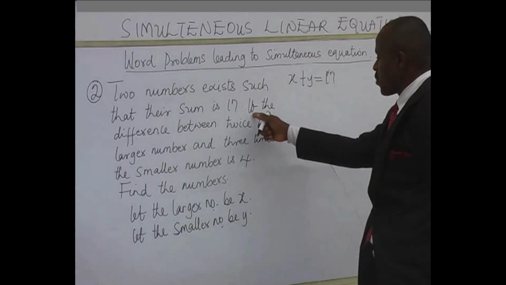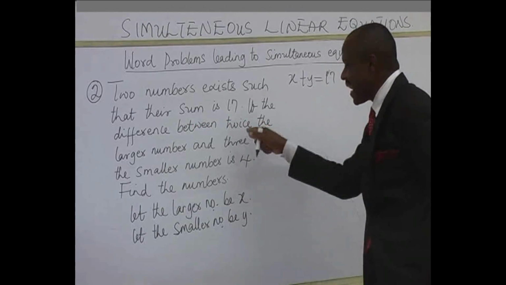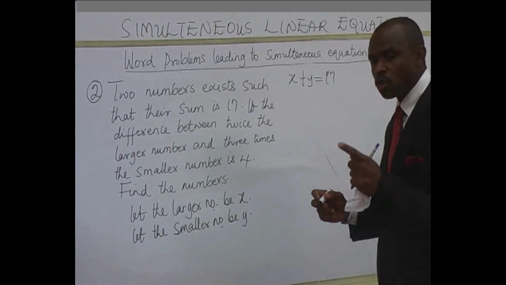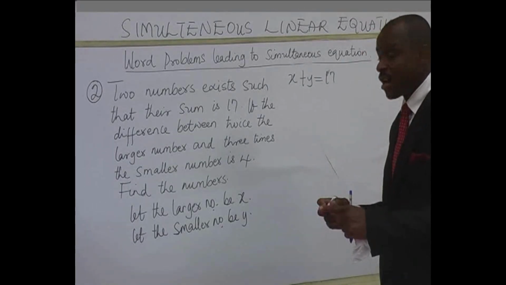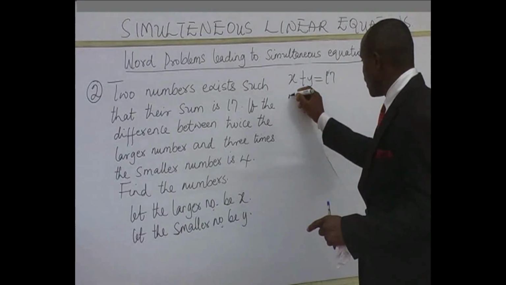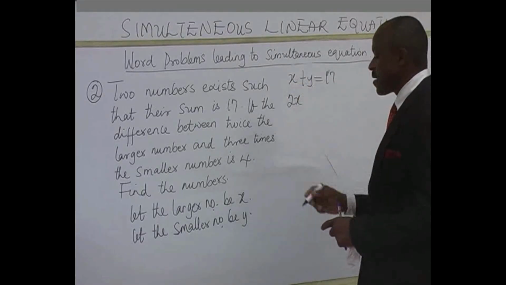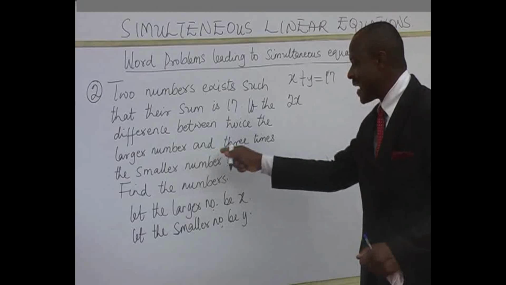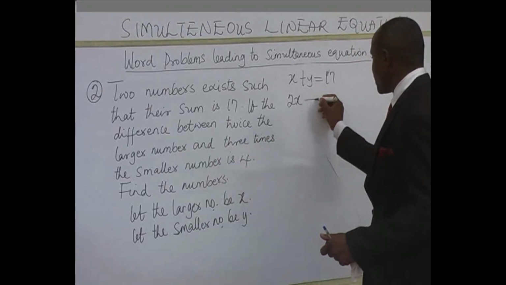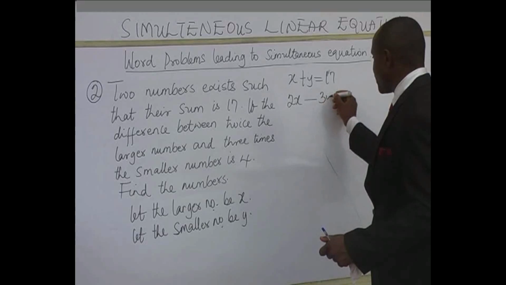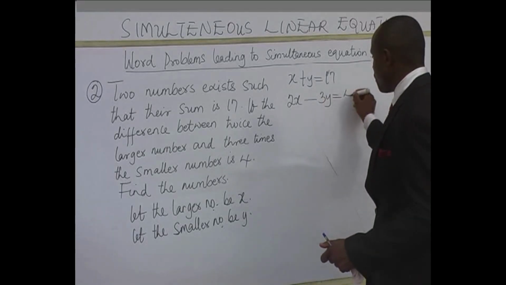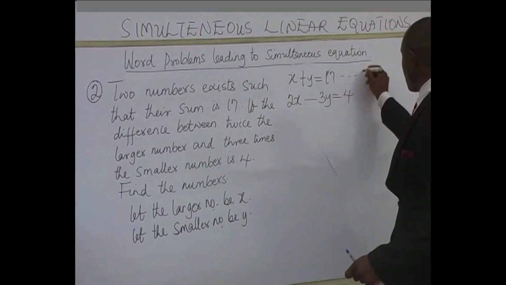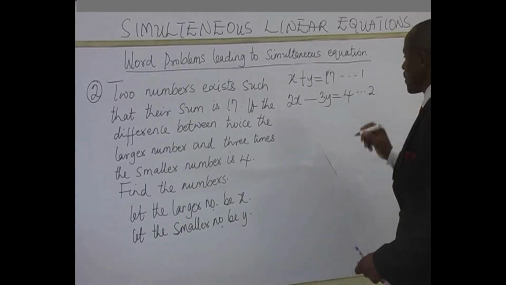The second sentence has the second equation. If the difference between twice the larger number, which means the larger number times 2, and the larger number is X, so 2X is twice the larger number. Difference means minus. Three times the smaller number means 3Y. If this difference is 4, then 2X minus 3Y equals 4. This has given us the first equation, and this has given us the second equation.